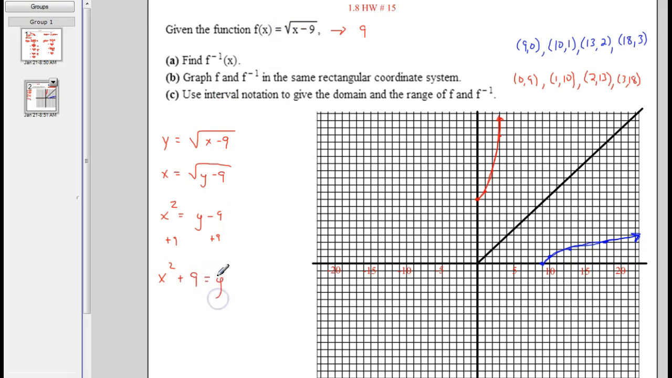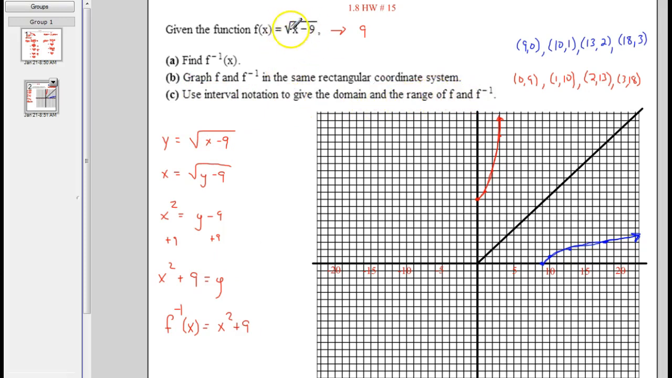And then remember we replace y with that f inverse notation. So f inverse of x equals x squared plus 9. Alright, then it wants us to use interval notation to get the domain and range of both of these.